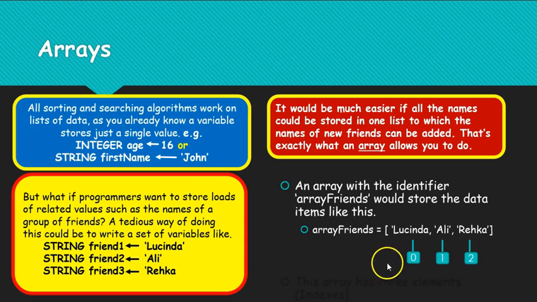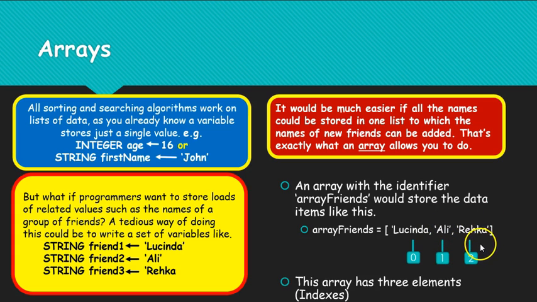But in this case, we've got something called index positions or elements, but they're actually called index positions in our schema work. So Lucinda will be at position 0, Ali will be at position 1, and Rekha will be at position 2. So here are your three elements or three indexes in this variable.